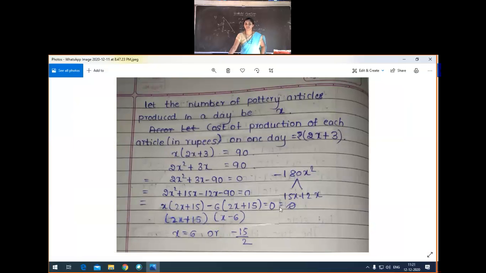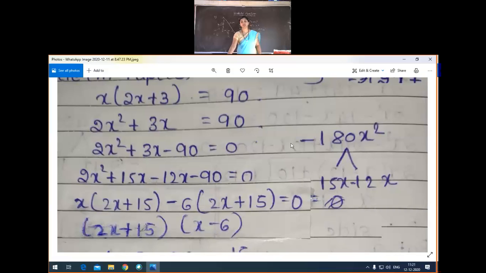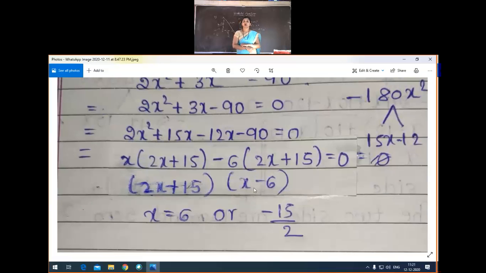Is that clear? Do you have any confusion regarding this topic? Got the idea of splitting the middle term factorization now? You all know splitting the middle term factorization, but you are facing the problem in converting the statement into a quadratic equation. So you just convert that properly. Then whatever quadratic equation you get, you can continue by applying the splitting the middle term factorization and find the roots. Is that clear?